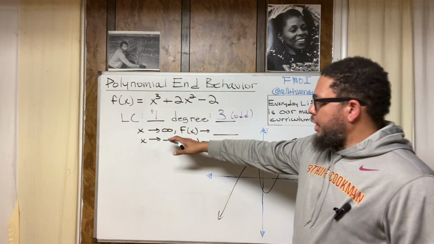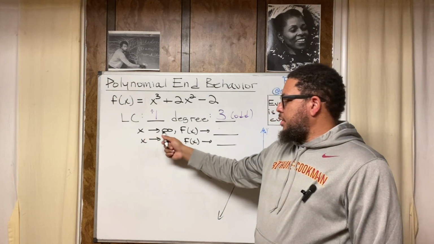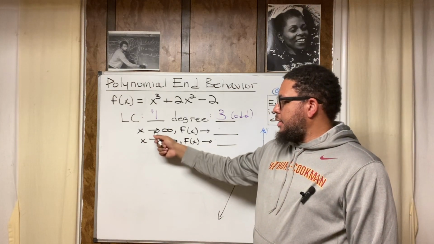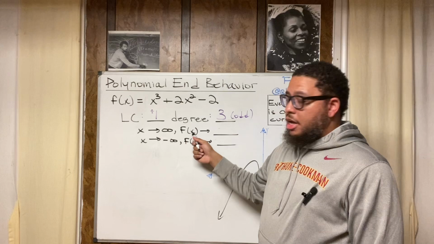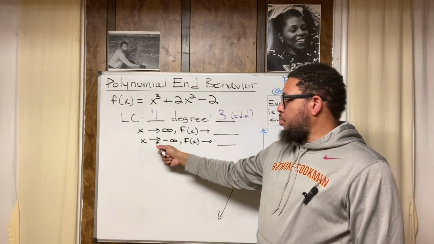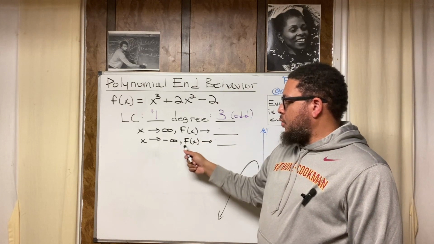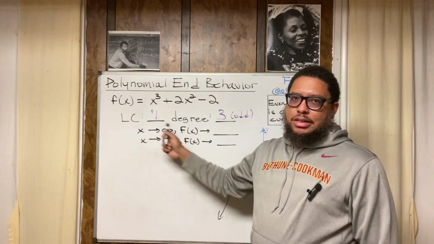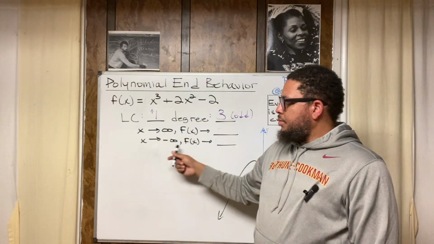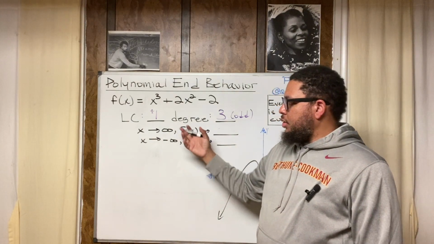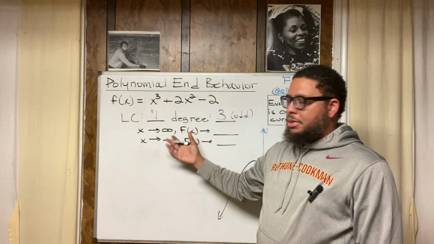But now what about this right here? What if I have to write this in this format? As x approaches infinity, what is f of x doing? As x approaches negative infinity, what is f of x doing? And listen, don't let this type of language or writing or these characters or this terminology intimidate you, right?